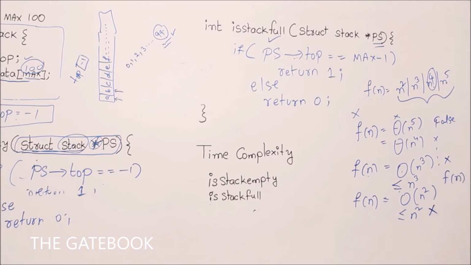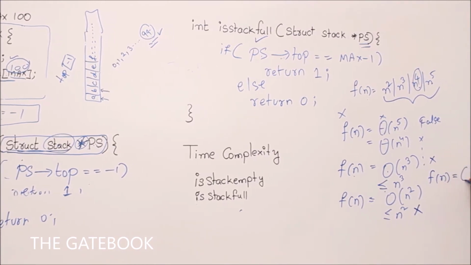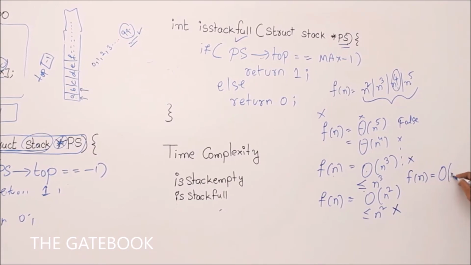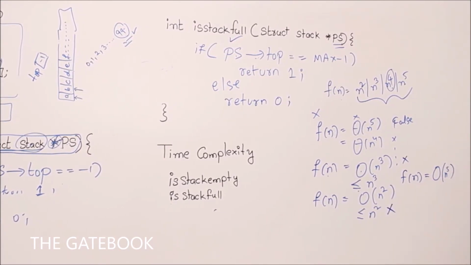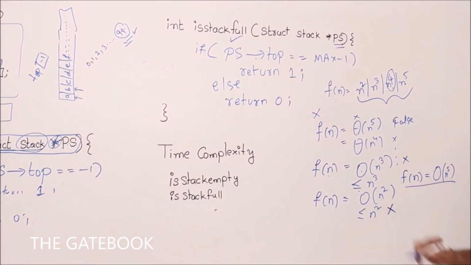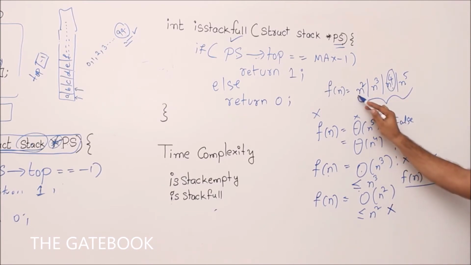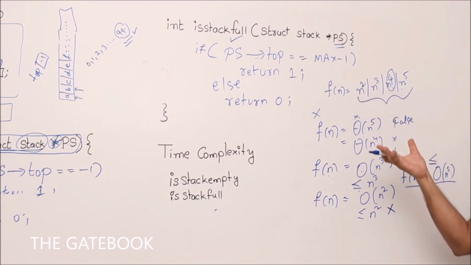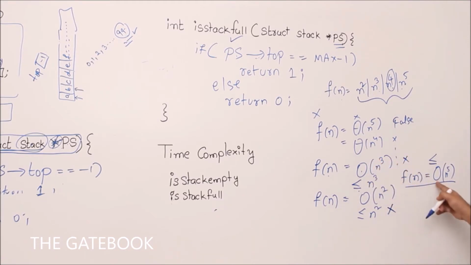If I really want to use order notation, then what to do? You simply say f of n equal to order of n power 5. Check it out. So it is definitely correct. Why? F of n is less than or equal to n power 5. Your program's running time, is it more than n power 5? No. Is it not always less than or equal to n power 5? Yes, that's why it is correct.